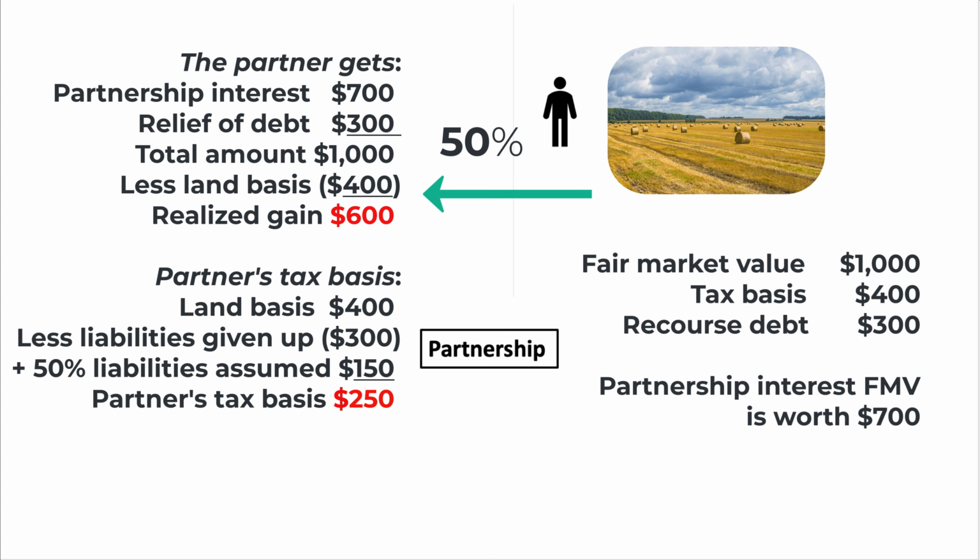If the land had a tax basis of $400, then partner 2 has a realized gain on the transaction of $600. The $600 realized gain will not be taxable, in other words, recognized, because of Internal Revenue Code Section 721, which excludes gain when property is exchanged for a partnership interest. But Internal Revenue Code Section 731 also comes into play.